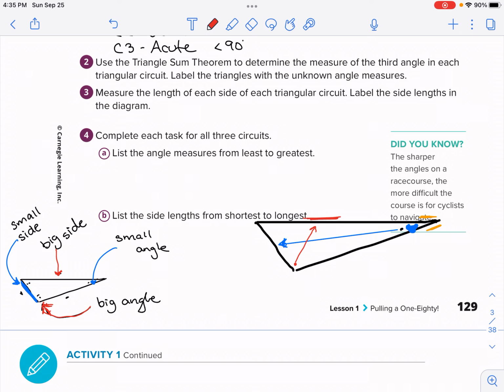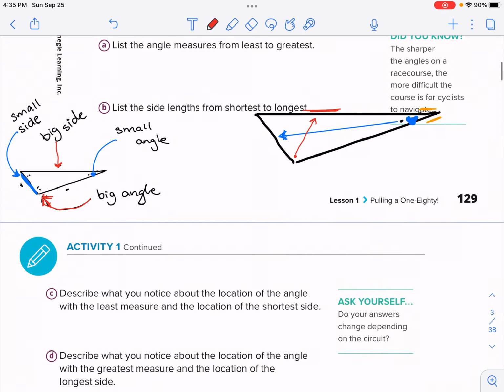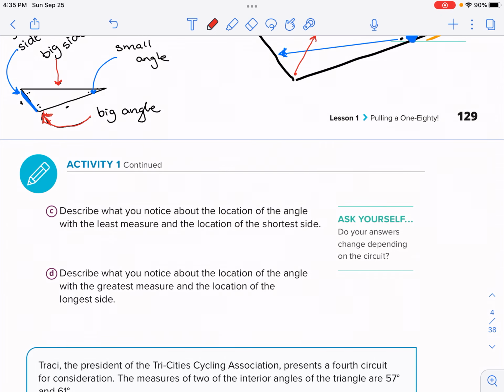So that's the key thing here, and we're going to write this on the next page. So let's move on to the next one. C: what do you notice about the location of the angle with the least measure and the location of the shortest side? Okay, we're going to put: shortest side is opposite / across the smallest angle.